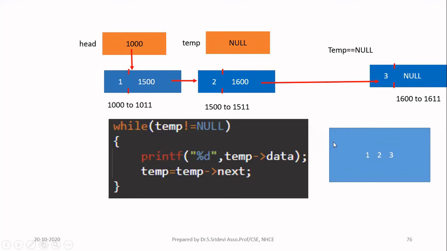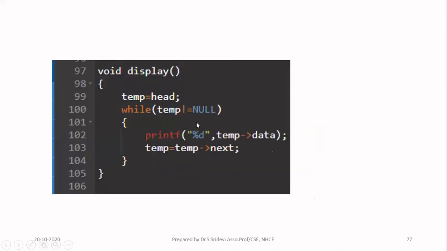Now what has happened is you have displayed all the 3 elements on the screen, starting from the head node till you reach the last node with the null pointer. You have displayed all the nodes on the screen. Okay, so now that is the function. I have written it in the form of a function. The function name is display.